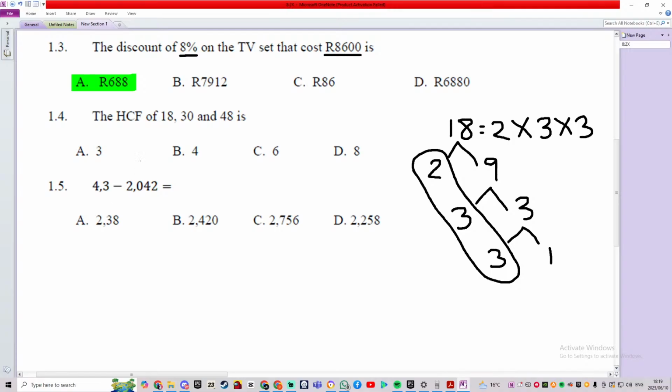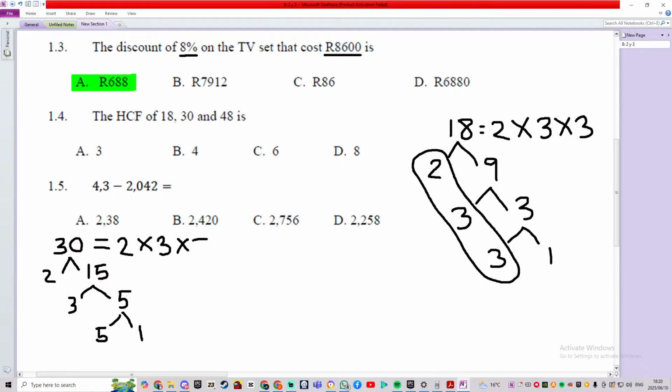I have to do the same for 30, and I have to do the same for 48. So 30 over here, I can divide that by 2. I get 15. I can't divide 15 by 2, so I'm going to divide 15 by 3. I'm left with 5. And I can divide 5 by 5. And I'm left with 1. Again, I'm going to write 30 as a product of prime factors. So it's 2 times 3 times 5.